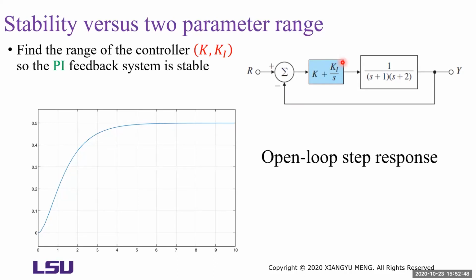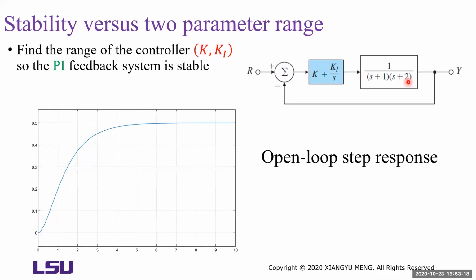This controller is called PI controller, that we'll discuss later. So K is a P term, proportional, Ki integral. It's called PI controller. Now let's look at the open loop system. For this open loop system, is the system stable or not? Stable, yeah. In this case, the system is stable.